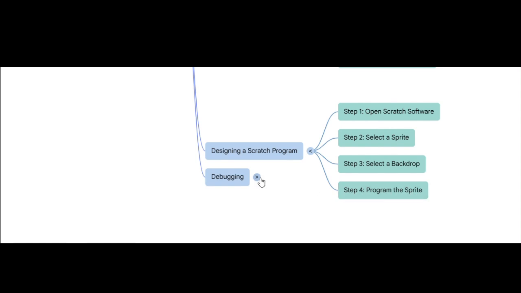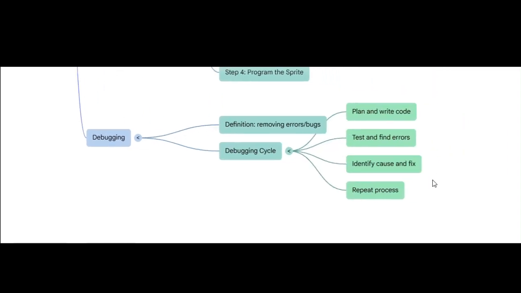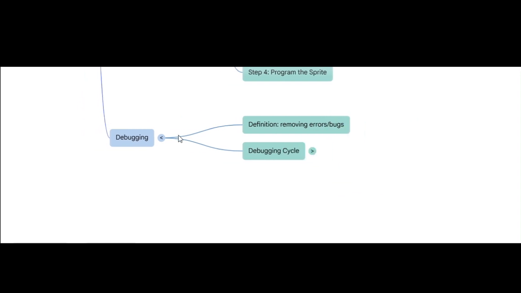The debugging cycle. Every programmer encounters errors, which we call bugs. Debugging is the process of fixing them. The cycle is simple. Plan and write your code, test it to find errors, identify the cause, and fix it. Keep repeating this until your program runs perfectly.